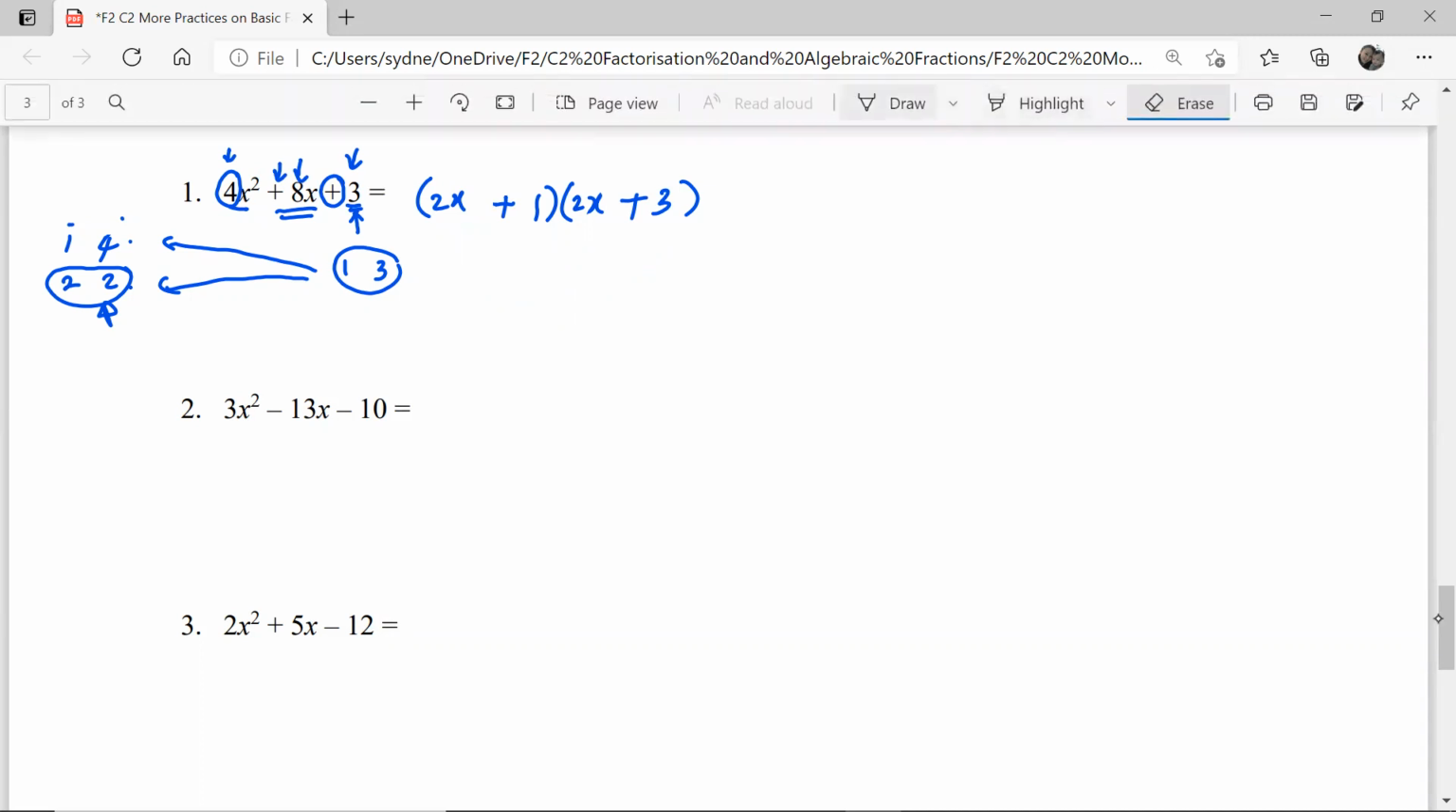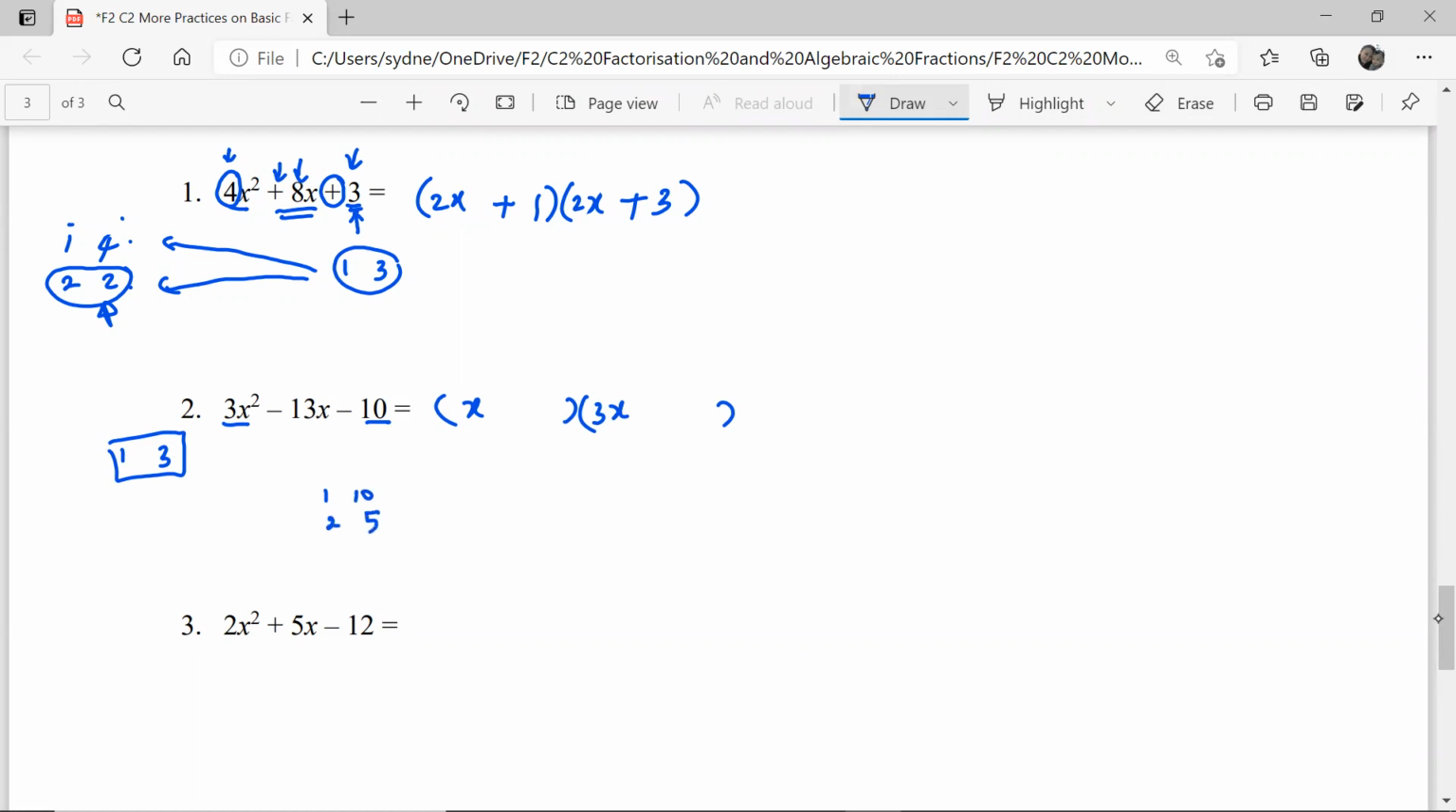Okay. The next one, 3x squared and 10. Again, we can always put the x down. Then 3 is 1, 3. Only one pair of factors. So we can fix the position of 1, 3. So x times with 3x. Whereby, second step, 10. What are the factors of 10? 1 times 10, 2 times 5.